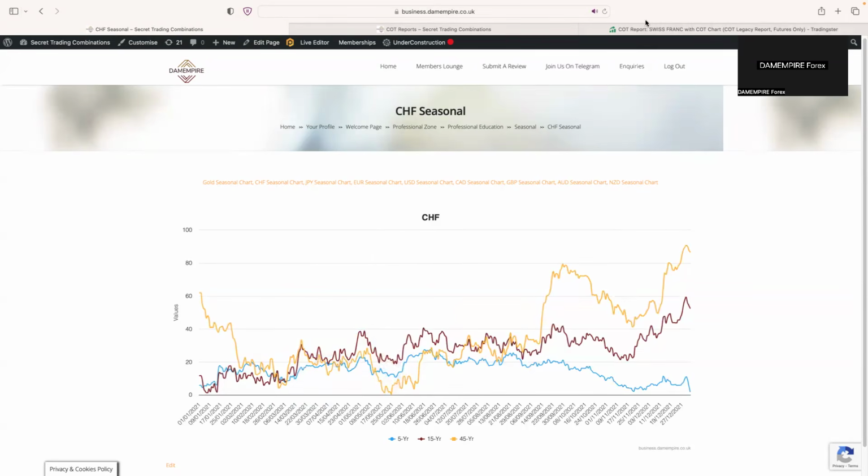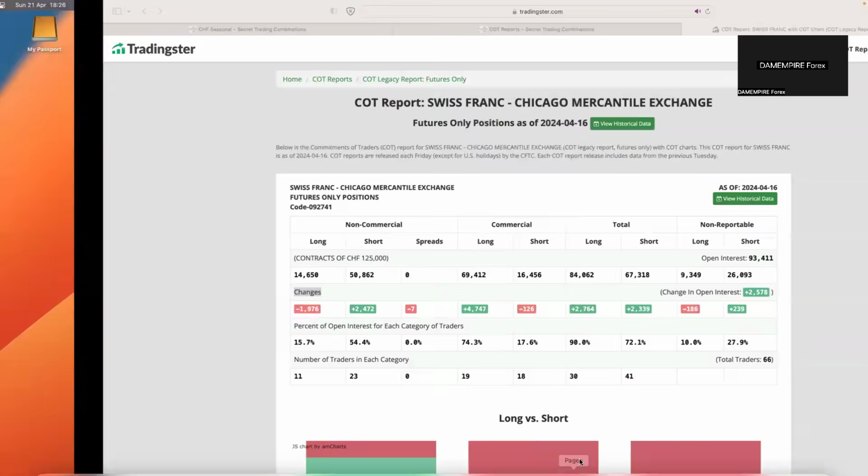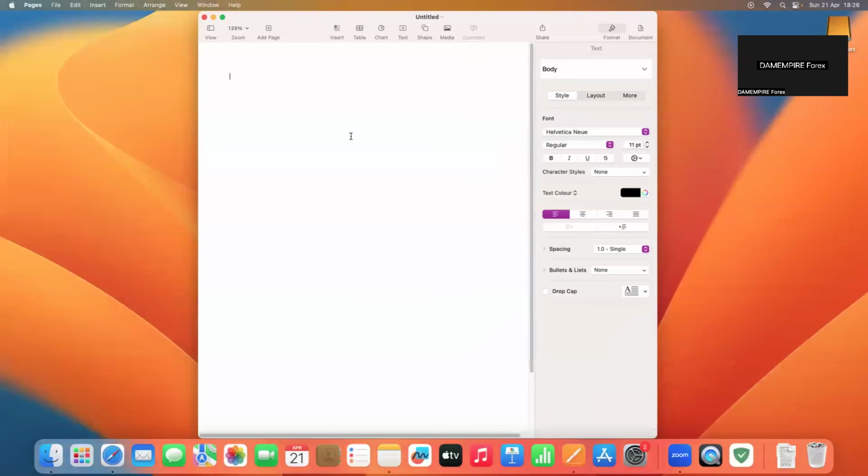So CHF, what we know is these COT guys, they're buying, they're going long, right? So let's do a quick one. We're going to put right here. I don't know if you can see my screen. Oh yeah.